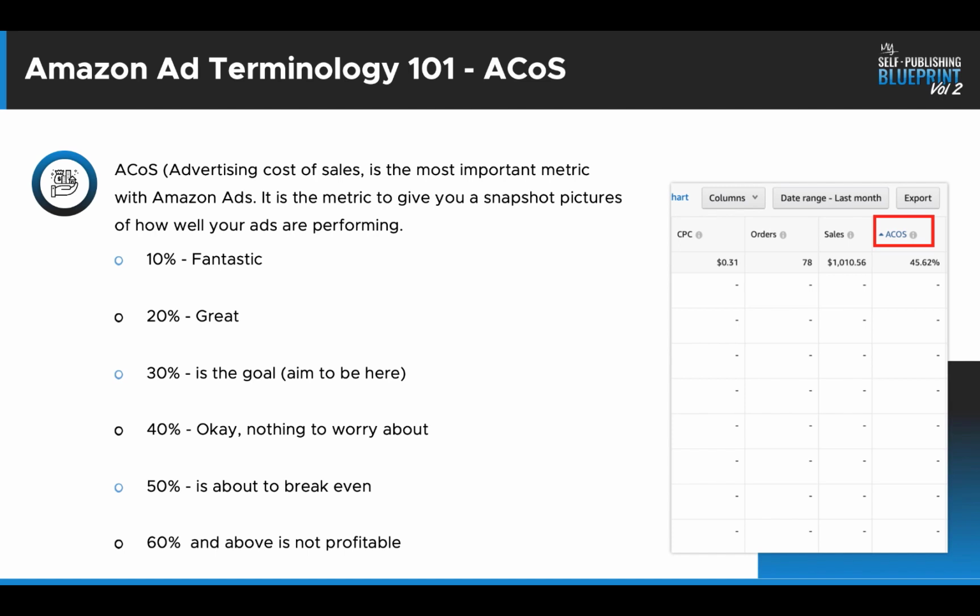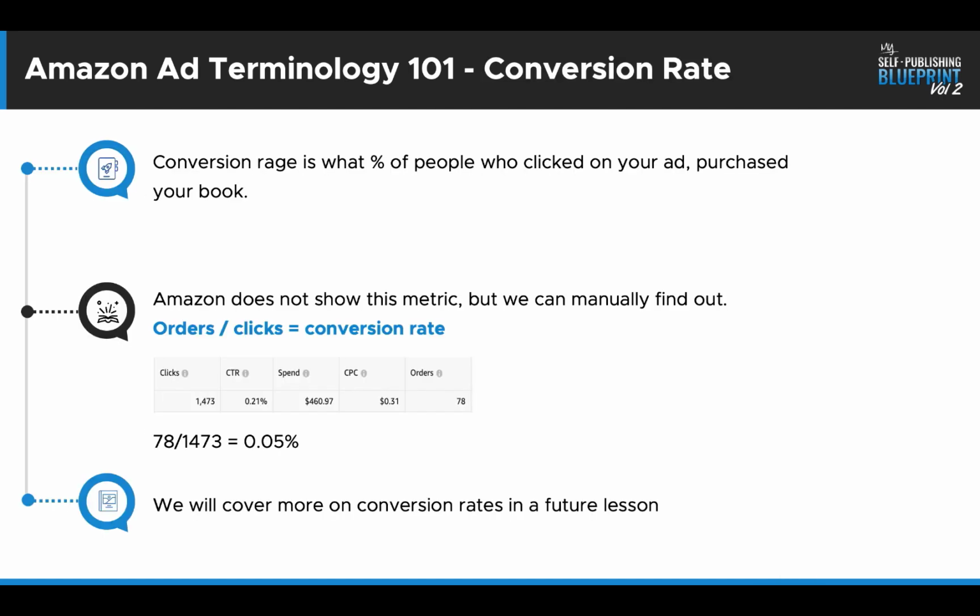Now, there is one more metric, but we have to calculate it manually, and that's your conversion rate. Your conversion rate is what percentage of people who clicked on your ad purchased your book. We calculate it by taking orders divided by clicks equals your conversion rate. So for this example, we take 78 orders divided by 1,473 clicks equals 0.05%. We're going to cover more about conversion rates in a future lesson, but I just wanted to bring up that terminology here as well.